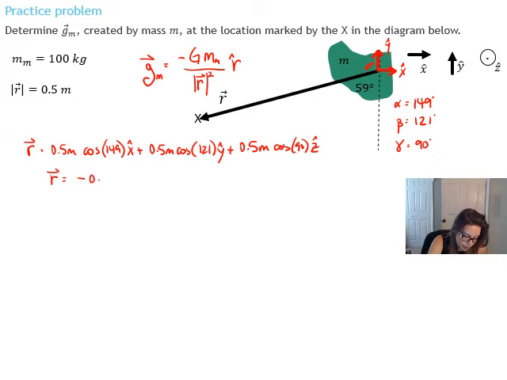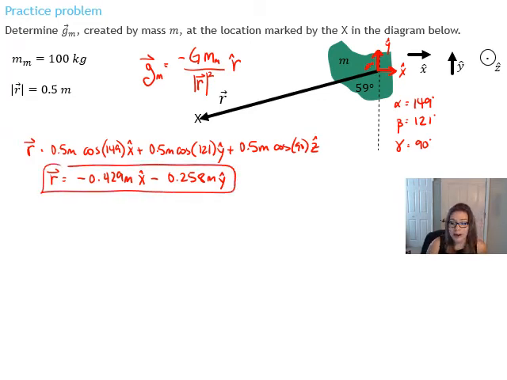So I get negative 0.858, or sorry, no, that's not right. Negative 0.429 meters x hat, minus 0.258 meters y hat. So that's vector r in component form. That's step number 1. But I really wanted r hat, because that's what's appearing in my equation. R hat is just vector r divided by the norm of vector r. So that's just this vector we just described divided by its norm, which we know is 0.5 meters. So you want to divide each of those terms by 0.5 meters.